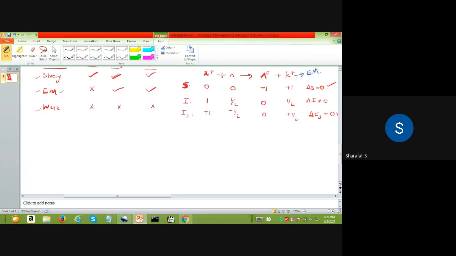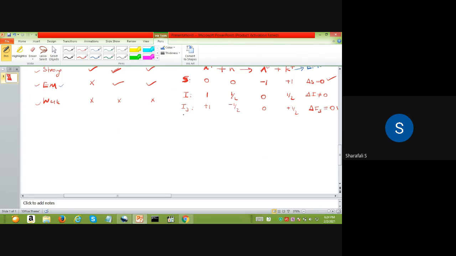Now, if you check some other interactions, for example, let's say pi minus plus proton, that is going to become neutron plus pi 0. So check what the strangeness value is. Here, this is not a strange particle. This is not a strange particle. This is not a strange particle. So delta S equal to 0.